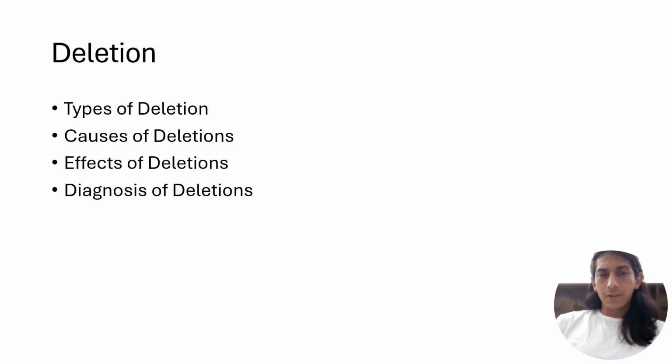Some effects of deletions. Genetic disorders: deletions can lead to genetic disorders such as Williams syndrome, Prader-Willi syndrome, and DiGeorge syndrome. Cancer: deletions can contribute to the development of cancer by disrupting tumor suppressor genes or activating oncogenes. I believe this might be somewhat correlated to apoptosis. I'll have to look more into that. That's actually rather interesting. Birth defects: deletions can lead to birth defects such as heart defects, cleft palate, and limb abnormalities.